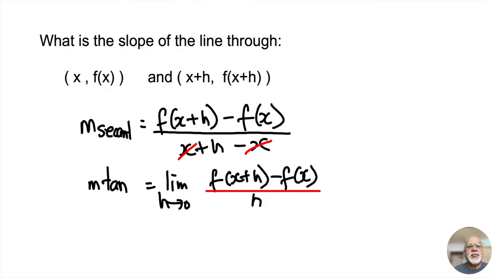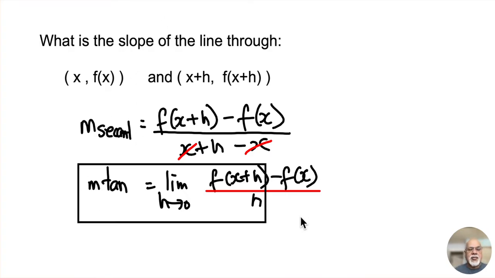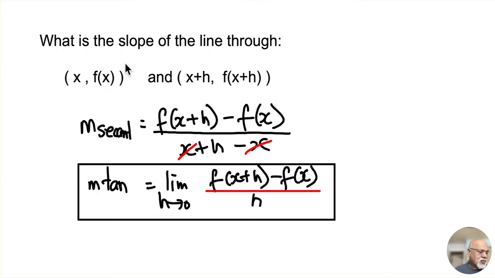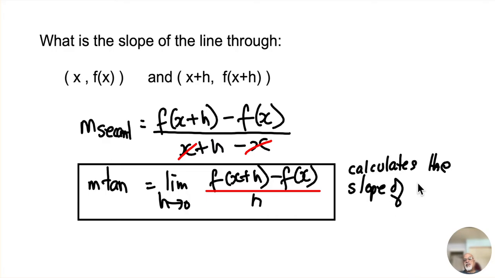Now, we'll refer to this in the future as calculating the slope of the tangent from first principles.